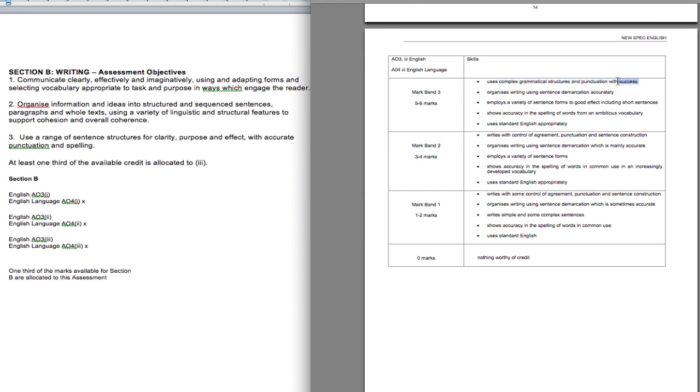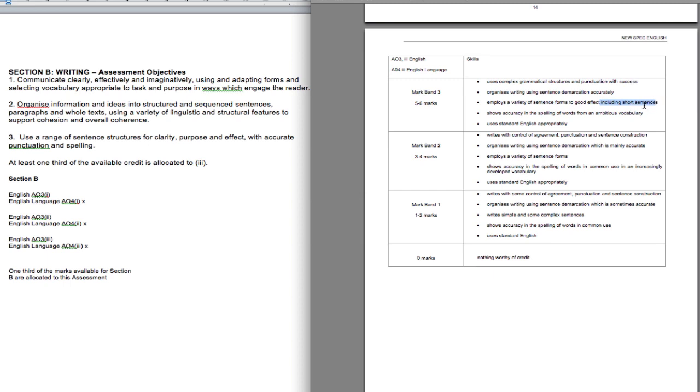So if you use it and it is working well, you can't just use it and not make sense and expect to get the marks. Your writing is clearly organized and your sentences are demarked accurately, so obviously your full stops, etc., are in the right places. Employs a variety of sentence forms, so there's different lengths, etc., to good effect, including short sentences.